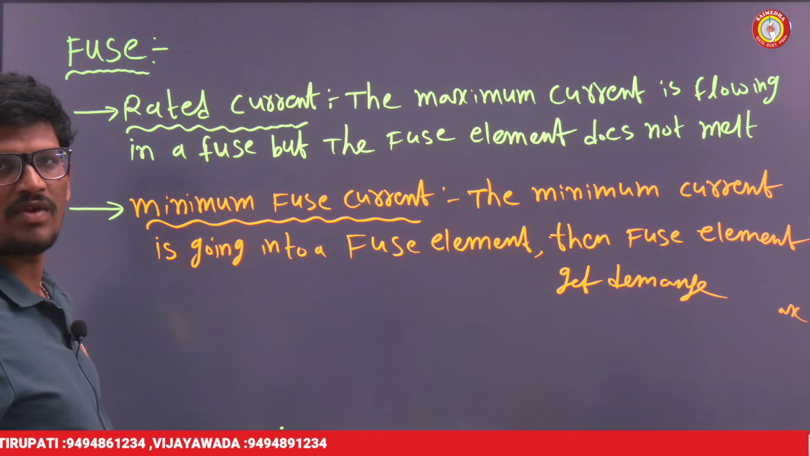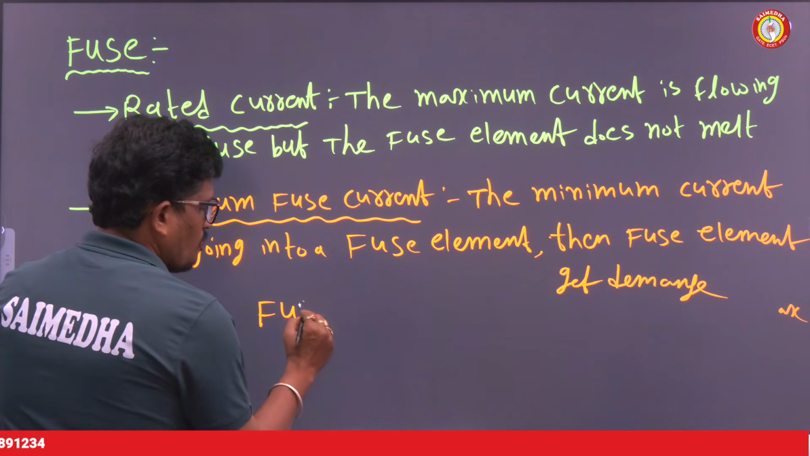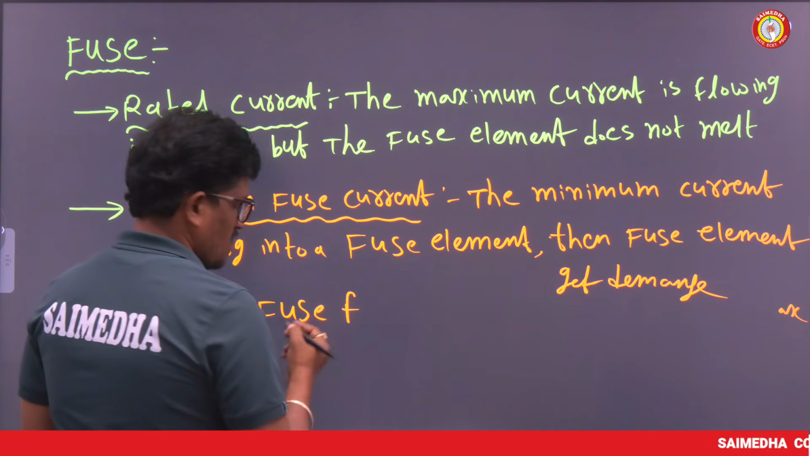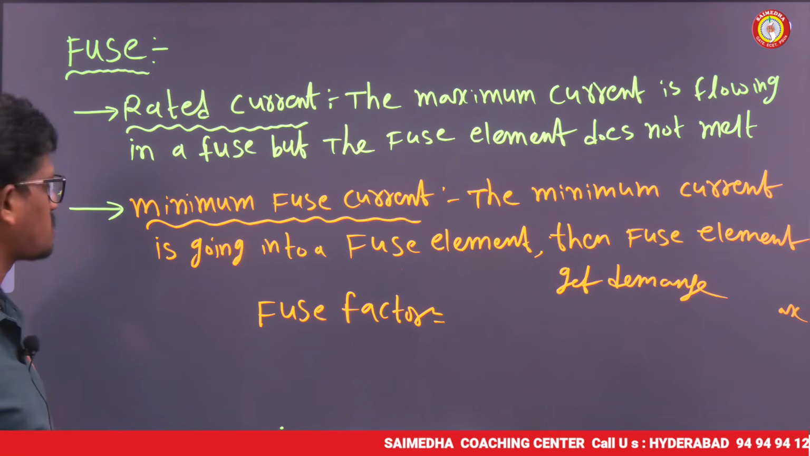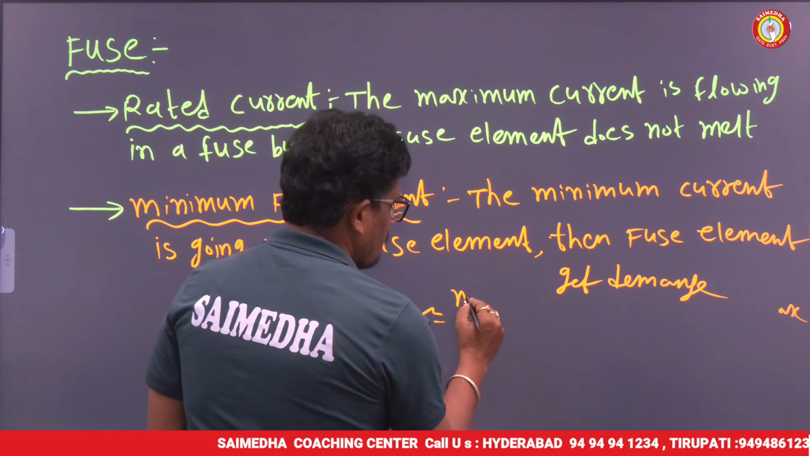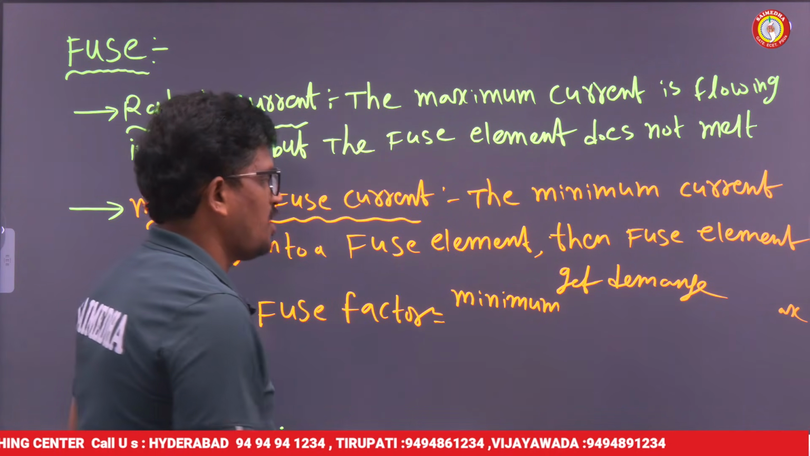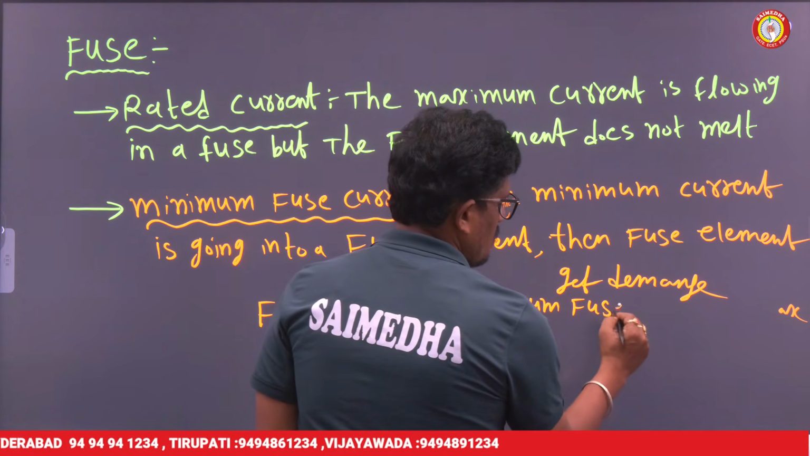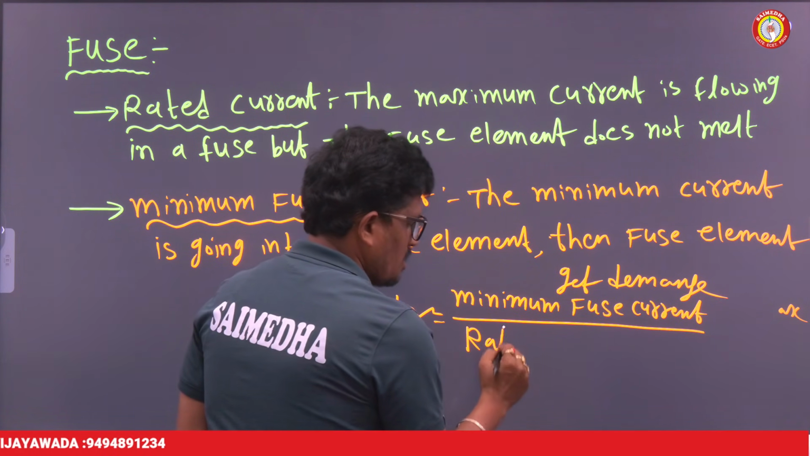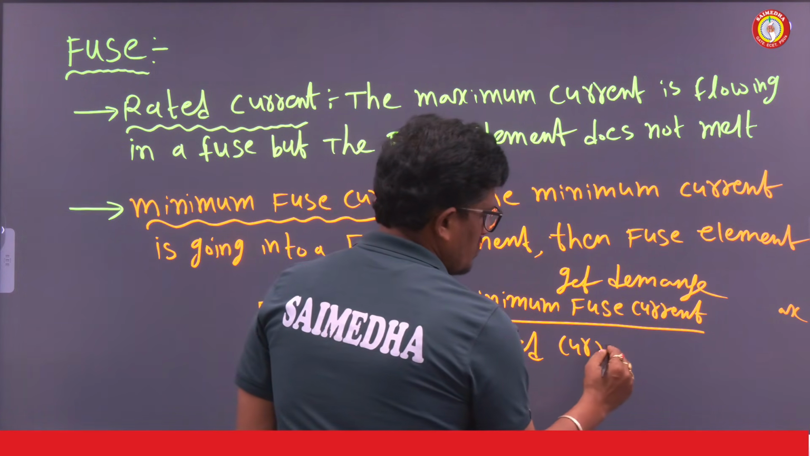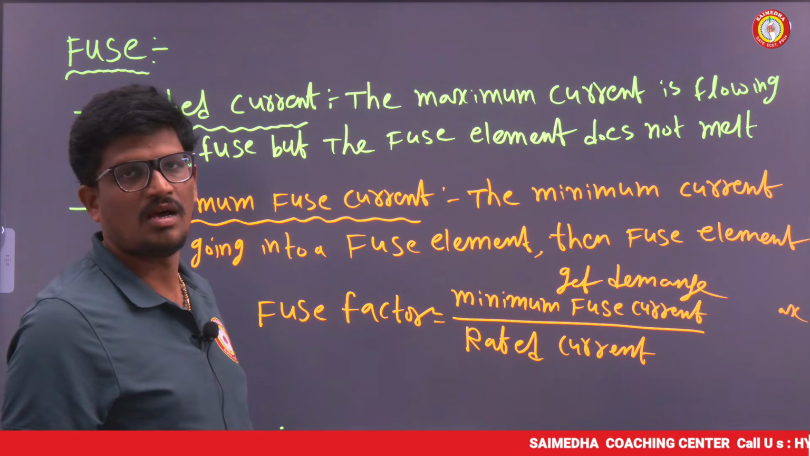Based on the definition, we are discussing one important factor that is called fuse factor. One more important definition, this is called what ma? It's a fuse factor. What is the formula for fuse factor? Minimum fuse current by rated current. In so many competitive examinations this question is given. Okay, minimum fuse current by rated current. This is the formula for fuse factor.